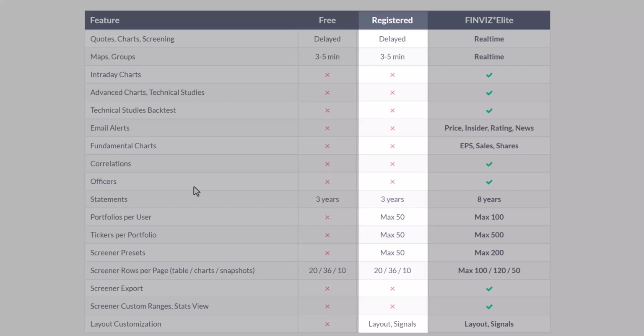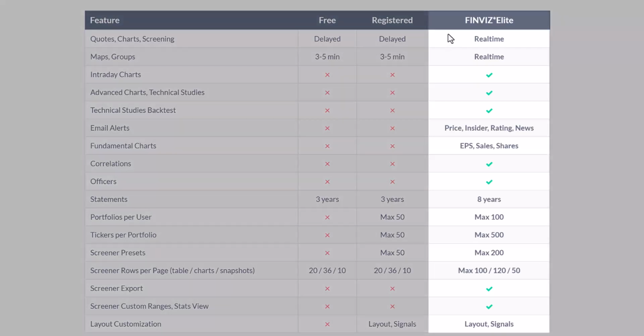It's unbelievable how much Finviz gives you for free, and very few traders are going to actually need to upgrade to a paid plan with this software. The one caveat I'd point out for the free plan is that all of the data is delayed by 3 to 5 minutes. This is not going to matter very much if you're a swing trader or an active investor, but if you're a day trader, it is important to point out.